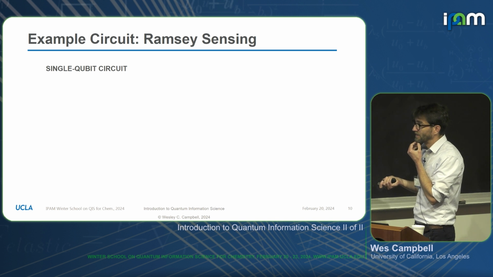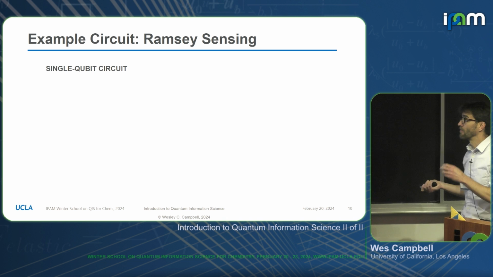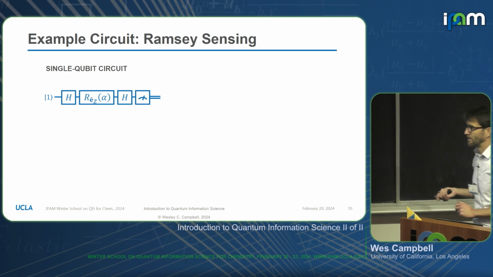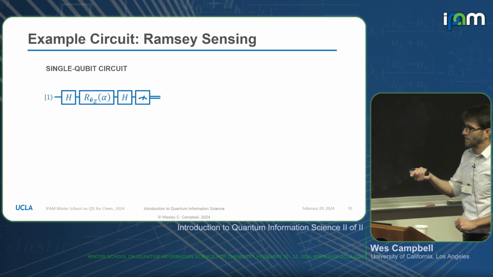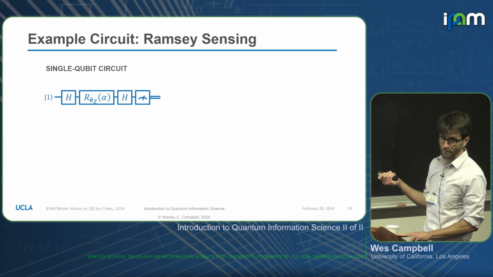There's another commonly encountered scenario. This is more common in quantum sensing than quantum computing. It's called Ramsey spectroscopy or Ramsey sensing. Some quantum algorithms have a bit of a flavor of this as well. But the circuit for this is as follows. We're going to start in the 1 state. We're going to do a Hadamard, rotation around the z-axis by alpha, and another Hadamard, and then measure.